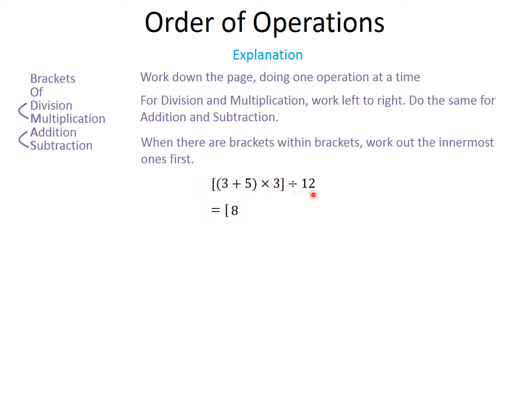and I haven't used any of the rest of it yet. So I'm just going to write it all down like that. So the only thing that happened is this 3 plus 5 in brackets turned into that 8. And now I can work out the 8 times 3 because it's still brackets there, doesn't matter that they're square brackets. 8 times 3 is 24, so I can write it down. Haven't used the divide by 12 yet, write that down, and then 24 divided by 12 is 2. So we do our innermost ones first and work outwards.